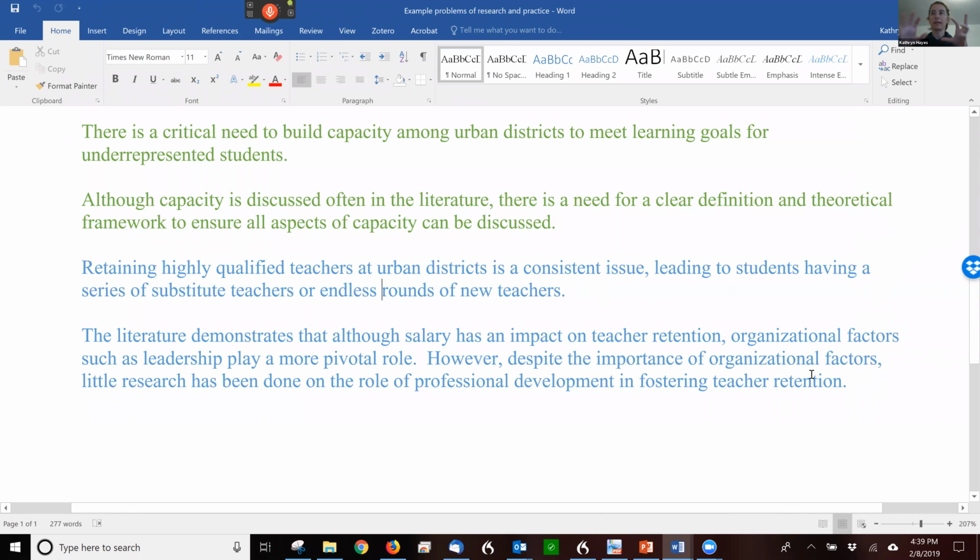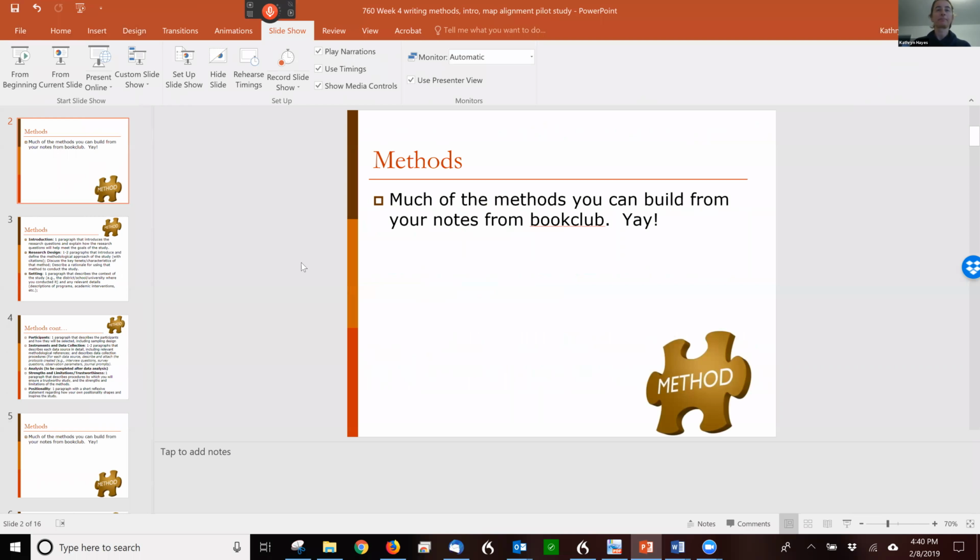Okay, so hopefully that clarifies a little bit between the problem of practice, or as said in your qual 2, the problem, and the research problem or the research purpose. Okay, back to the slides and the methods.